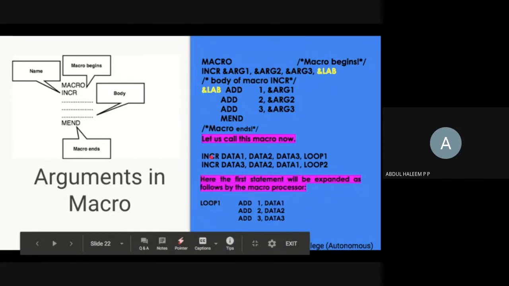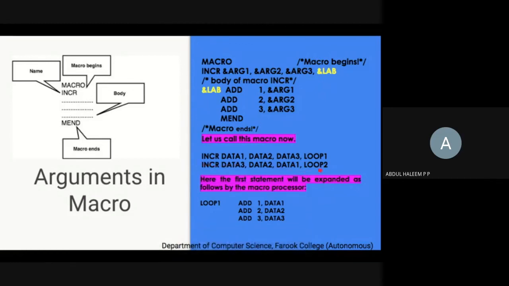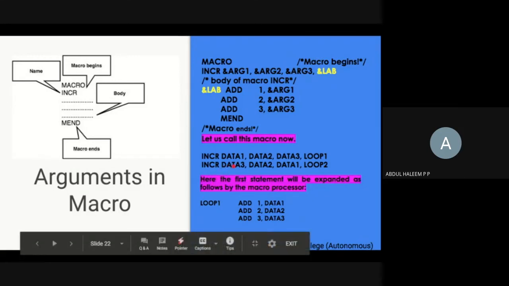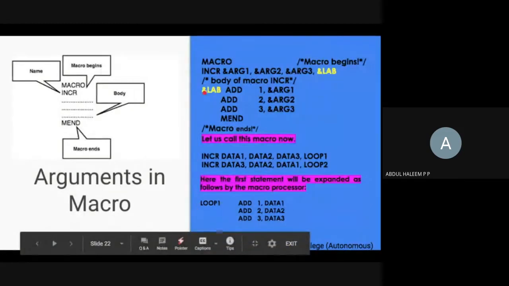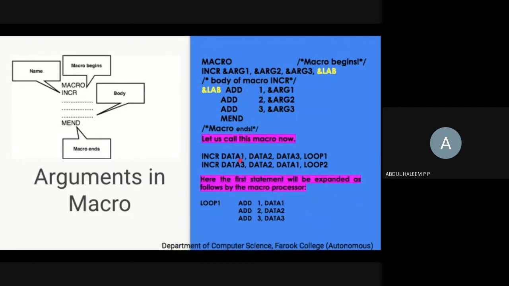Now how will this same thing be done with this statement? I hope you can say that. Loop 2 will come here. See, loop 2. Lab will be replaced by loop 2. Again, add 1 data 3, add 2 data 2, add 3 data 1. This is how it will be expanded.